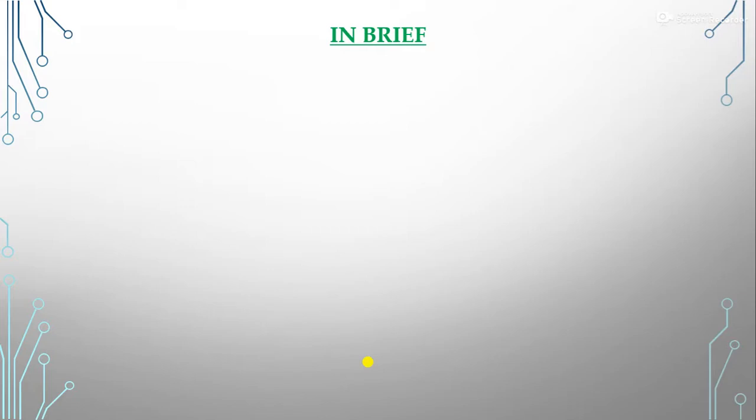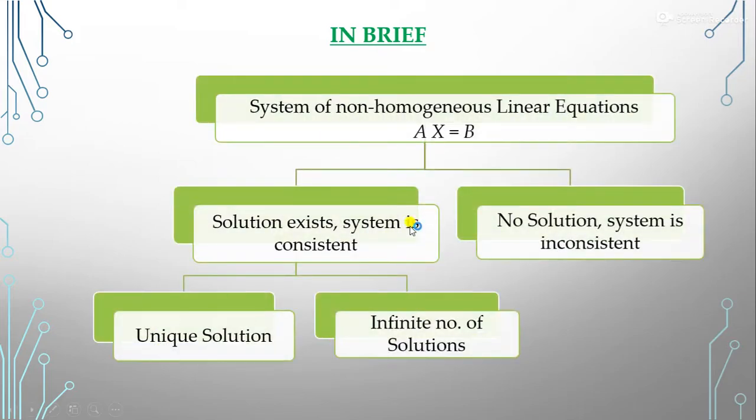So in brief, by the flow chart, we can see that first of all, we have the system of non-homogeneous linear equations. What is non-homogeneous? If the B part is non-zero, we say these are non-homogeneous equations. So we have this type of linear equations, Ax is equal to B, right? First we form the augmented matrix C, which is the combination of A and B. Now first we have to find the rank of A and rank of C.